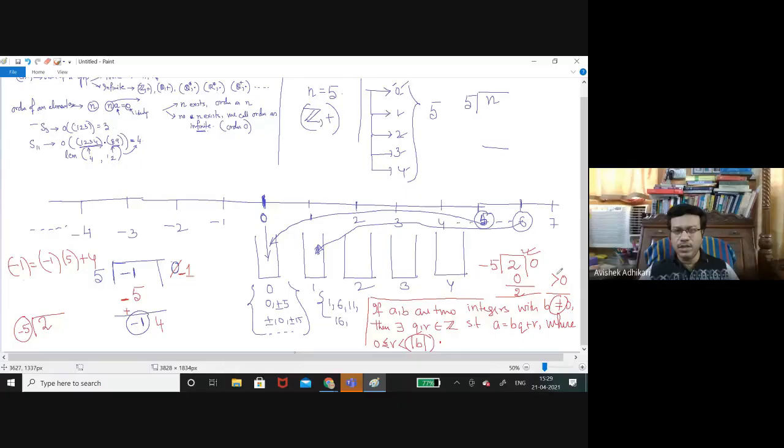Yes, correct answer. So in that case, you can write 2 in terms of this: minus 5 into 0 plus 2. See, all the properties are satisfied. Mod b is now 5, the remainder is 2, which is less than this, and you can write it in this way.